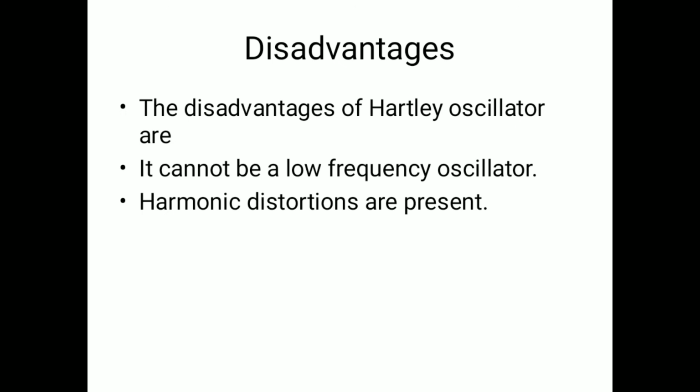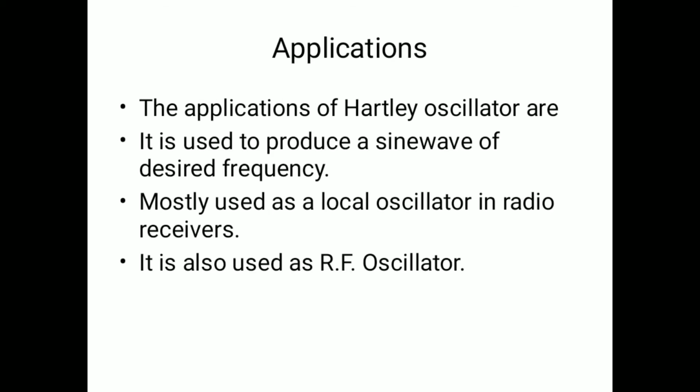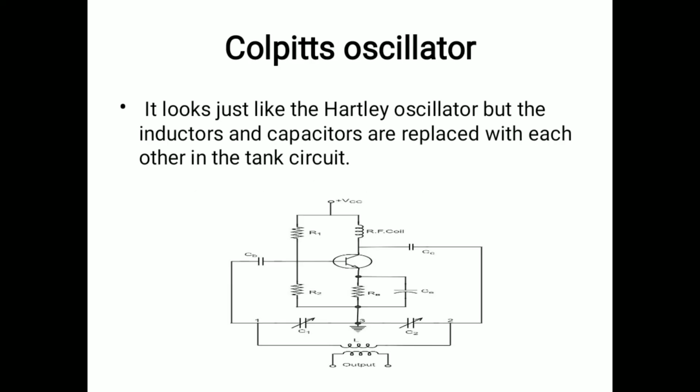But there are also some disadvantages of the Hartley oscillator. One is that it cannot generate low frequency; it can generate high frequency, meaning radio frequency. The second disadvantage is that harmonic distortion will be present in the oscillations produced. Where do we use the Hartley oscillator? One, it is used to produce a sine wave of desired frequency. Second, it can be used as a local oscillator in radio receivers. And third, it can be used as an RF oscillator.